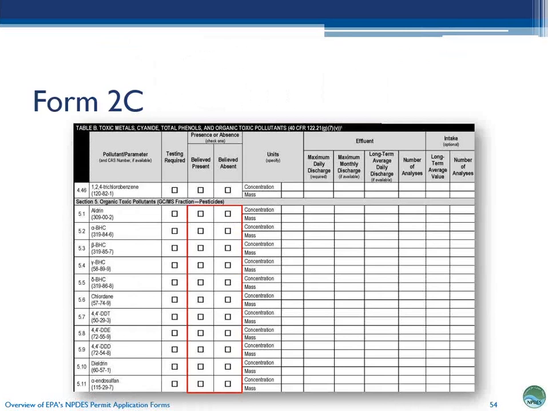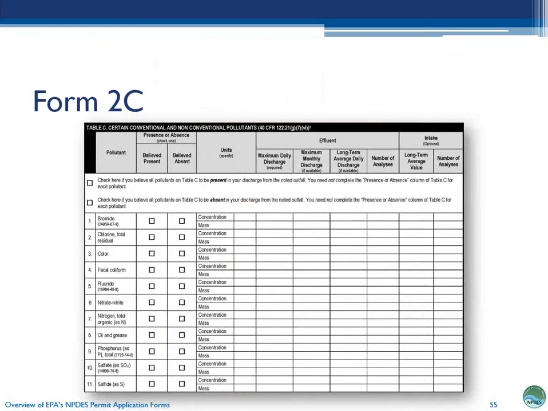For a facility that is not in a primary industry category, the applicant must check believed present or believed absent for all pollutants in Sections 1 through 5 of Table B and provide effluent testing data for any pollutants that are believed present.